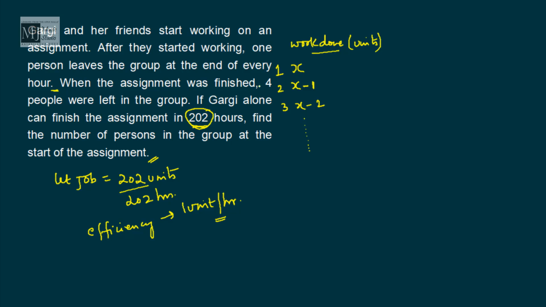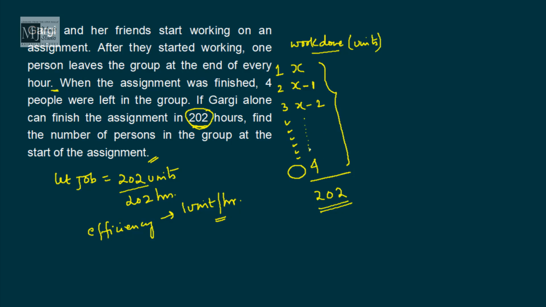Assignment was finished when 4 people were left in the group. I need to identify what number would be this when we reach 4, isn't it? Okay. One thing is sure, that addition of these all should equal 202, because 202 units is the work which they need to complete, isn't it? And this is the work they are doing.